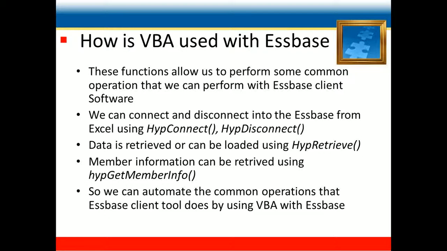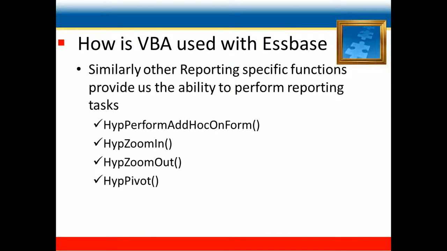These functions allow us to perform some common operations that we can perform with EssBase client software. We can connect and disconnect to EssBase from Excel using the HypConnect and HypDisconnect functions. Data is retrieved and can be loaded using the HypRetrieve function. Member information can be retrieved using the HypGetMemberInformation function. So we can automate the common operations that the EssBase client tool does by using VBA with EssBase.